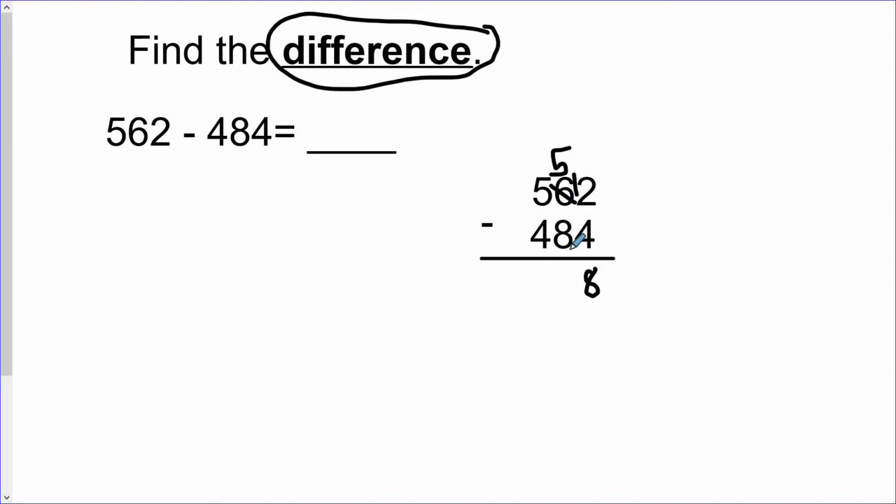Take away 8. Can I do that? Nope. Go to that hundreds place. I'm going to take one of my hundreds away, and I'm going to go to the bank and get 10 tens. Now I have 15 tens. 15 minus 8 is 7, and 4 minus 4 is 0. We don't put a 0 there. So 78 would be our difference. Remember to subtract when you see that.